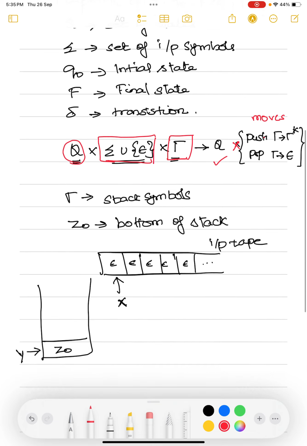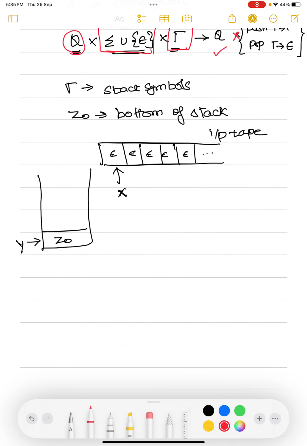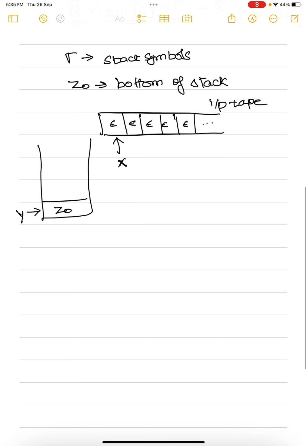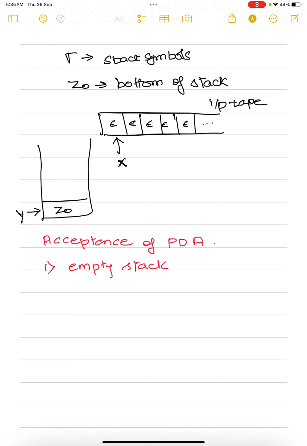Before going into examples of pushdown automata, we need to know about the acceptance of pushdown automata. So what is acceptance of pushdown automata? Pushdown automata can accept by two methods. One is the empty stack method, another one is the final state method.